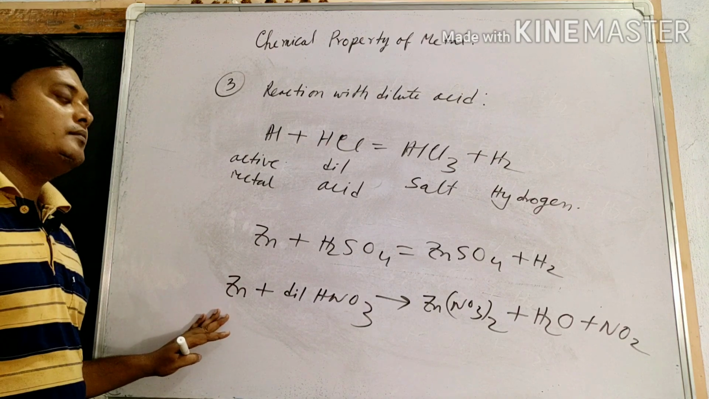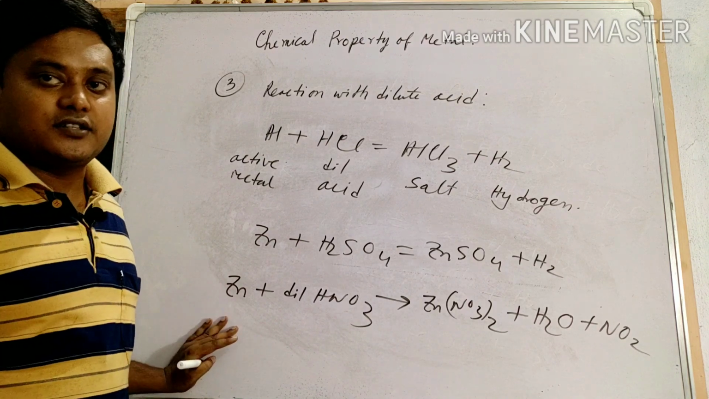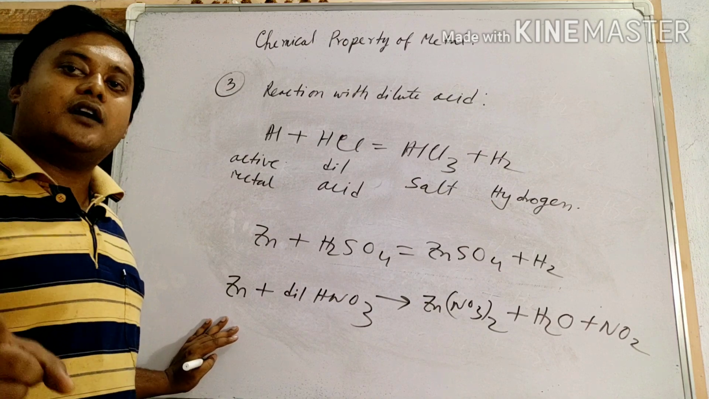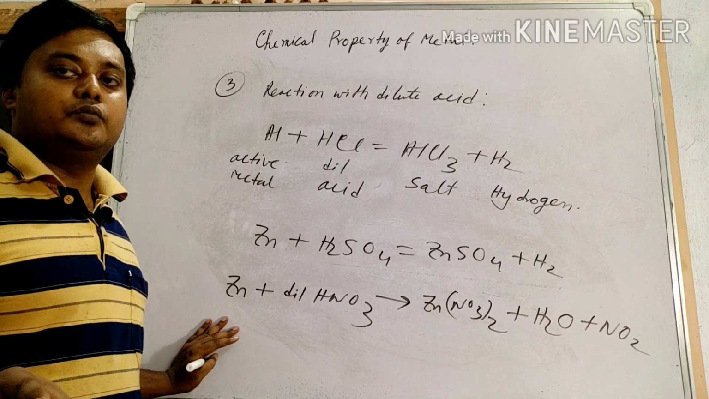Only in case of manganese and magnesium, these two metals react with nitric acid to produce hydrogen.